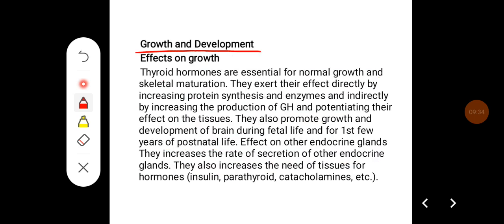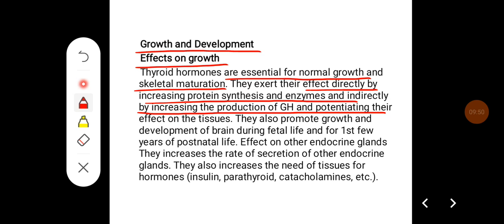The role in growth and development. Their effects on growth: thyroid hormones are essential for normal growth and skeletal maturation. They exert their effect directly by increasing protein synthesis and enzymes, and indirectly by increasing production of growth hormone and potentiating its effect on the tissues. They also promote growth and development of the brain during fetal life and for the first few years of postnatal life.